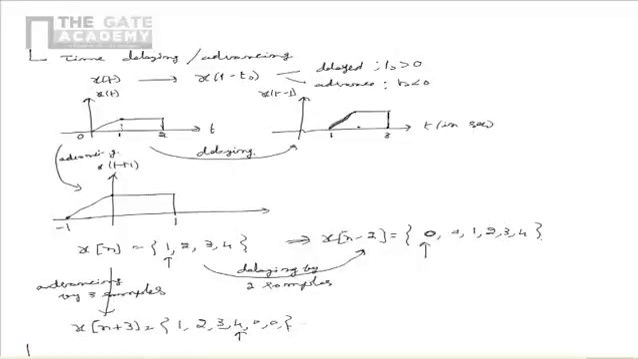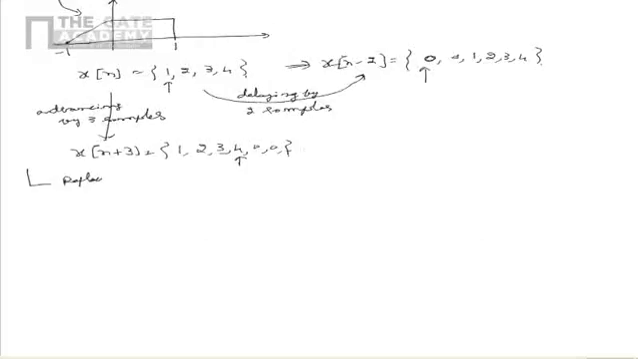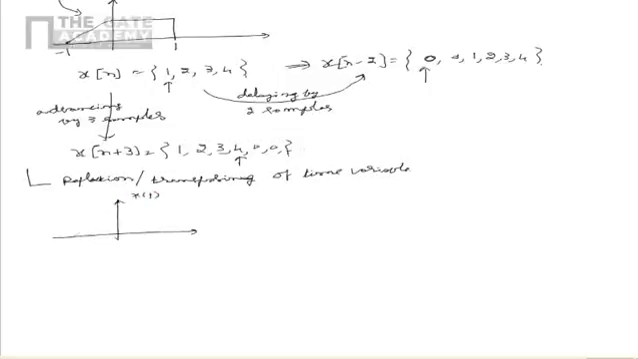Here x of n plus 3 is obtained from x of n by advancing x of n by 3 samples. Now let us look into another basic operation on an independent variable, that is reflection or transposing of the independent variable, which is time. To explain this, let us consider a signal x of t, which is as shown.